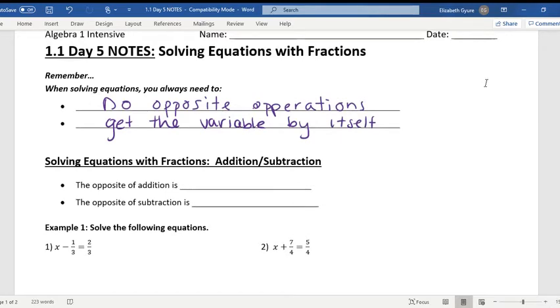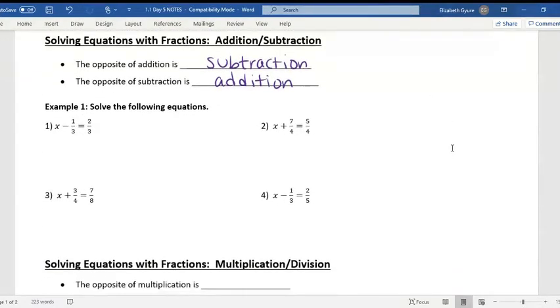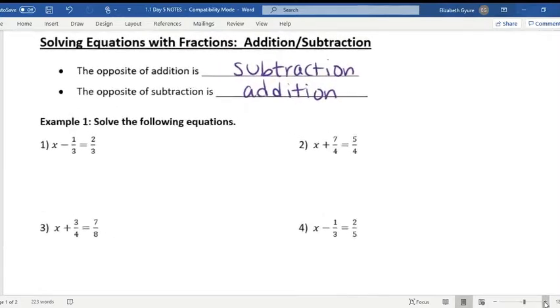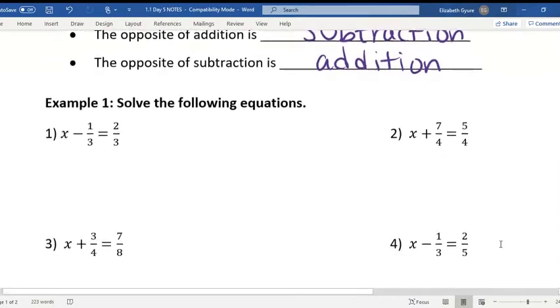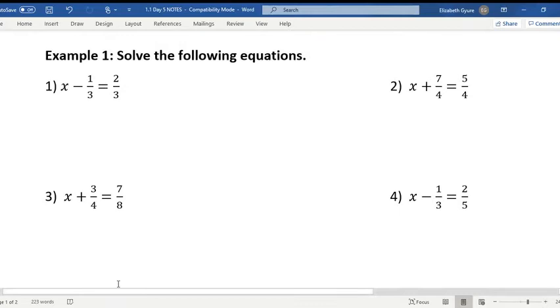Cool. So solving equations with fractions. Addition and subtraction. Remember the opposite of addition is subtraction. Therefore, the opposite of subtraction is addition. Good. So these equations here, they're like our one-step equations we looked at the first day, except we got some fractions in them, okay? Well, we're going to treat them the exact same way.